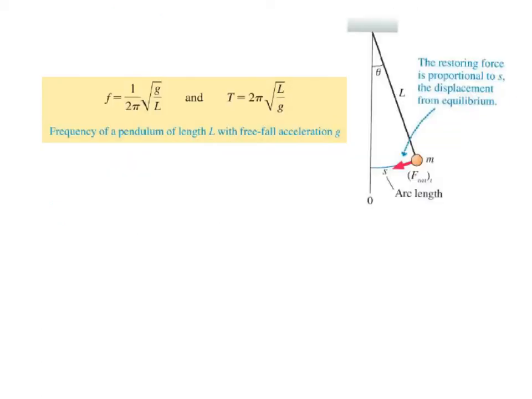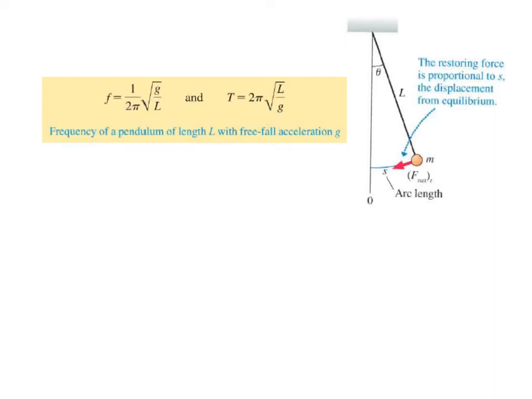So let's switch over now and talk about pendulums. If we were to do a similar derivation as we did for a mass on a spring for a pendulum, we would find that the frequency and the period are related by these equations here. Here's a frequency, 1 over 2 pi times the square root of g, 9.8, over the length of the pendulum. The period is given by 2 pi times the square root of the length of the pendulum over g.